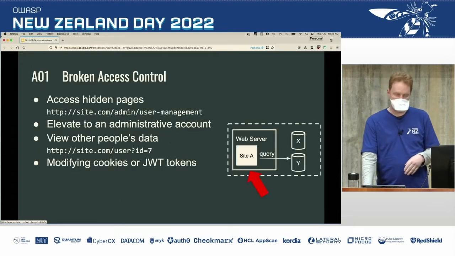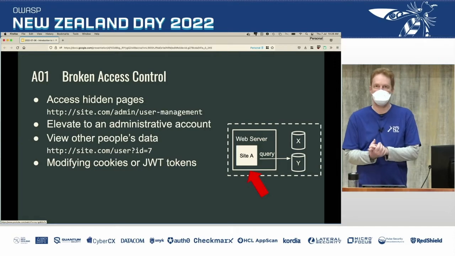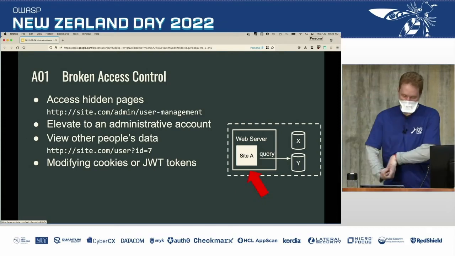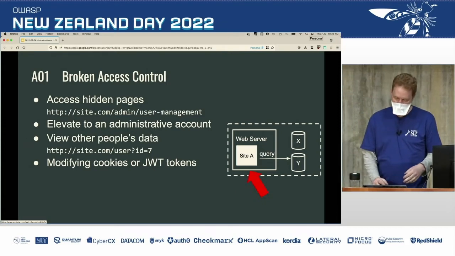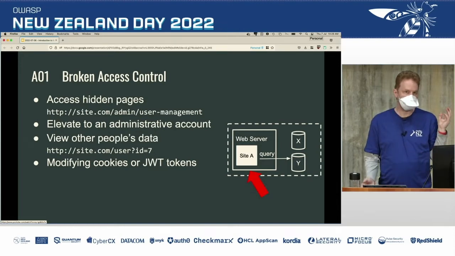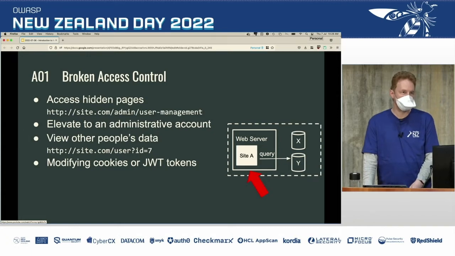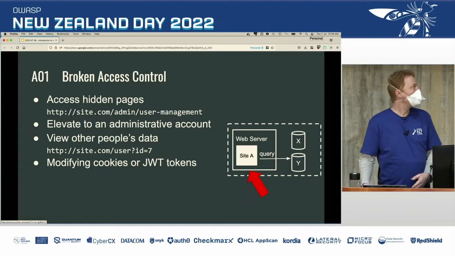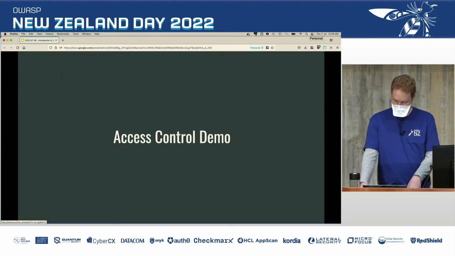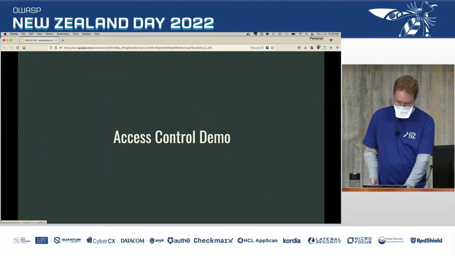And this came up as one of the most common vulnerabilities in the survey of applications. Some examples are an application that lets people access administrative sections of the site without doing authorization checks, allowing people to elevate to administrative accounts, viewing other people's data, or perhaps even modifying cookies or JWT tokens to change your roles. So let's do a little demo.